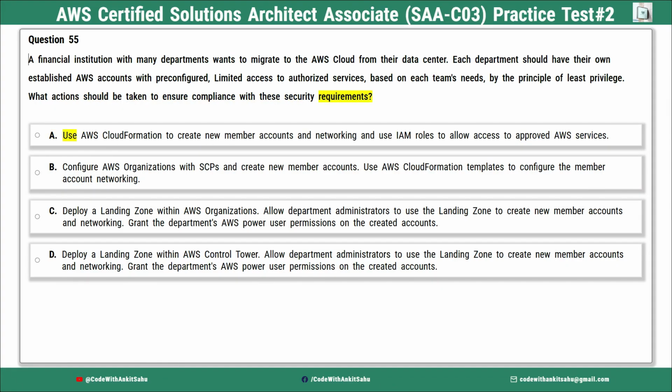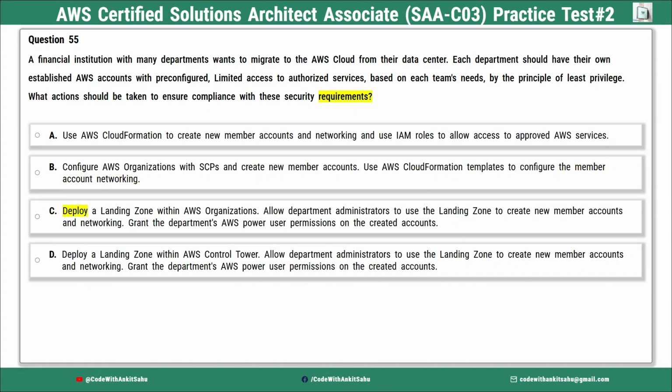Option A. Use AWS CloudFormation to create new member accounts and networking and use IAM roles to allow access to approved AWS services. Option B. Configure AWS Organizations with SCPs and create new member accounts. Use AWS CloudFormation templates to configure the member account networking.